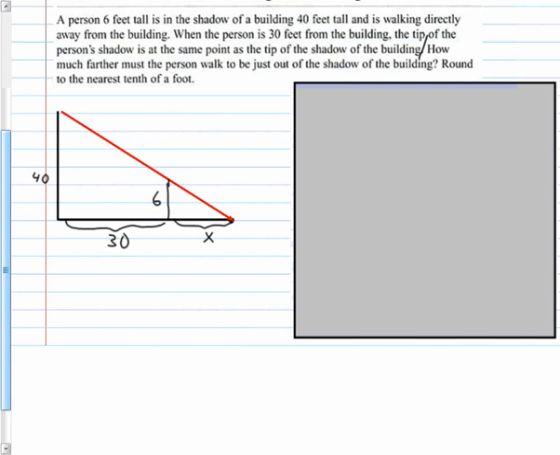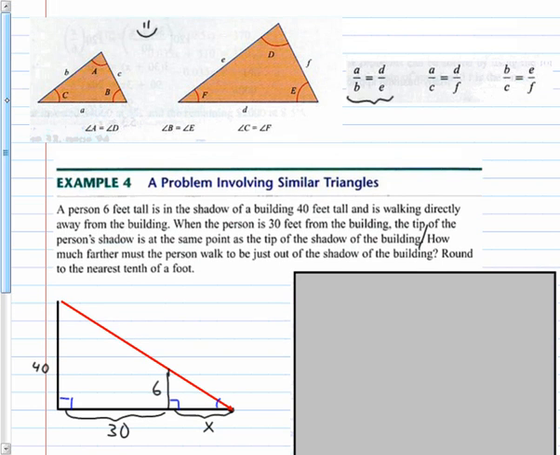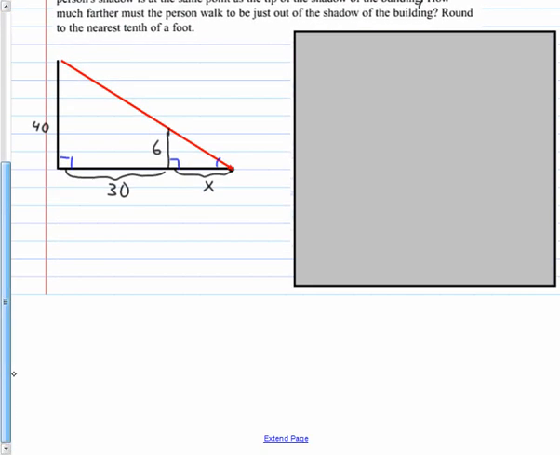Well, I appear to have two triangles. I have a big triangle caused by the building and its shadow, and a small triangle by the person and their shadow. They both share this angle right there. So that's the same angle. They both share this angle, that's the same, and we all remember something called the angle-angle similarity, right, from geometry. These are similar triangles. Because they are similar triangles, I should be able to write a proportion like they were talking about right over here. So let's see if we can write a proportion.